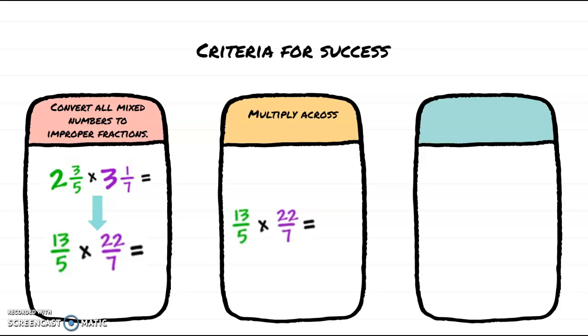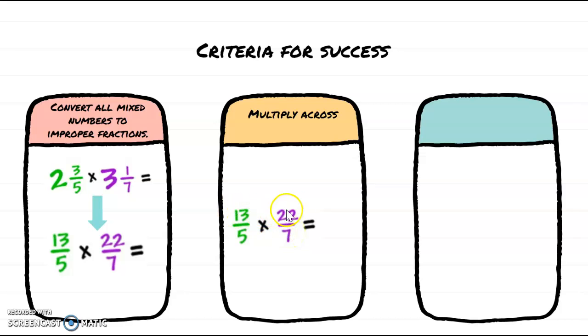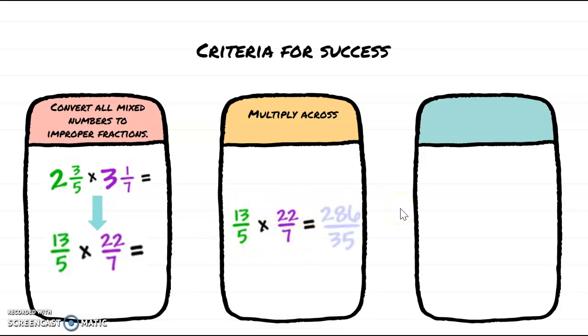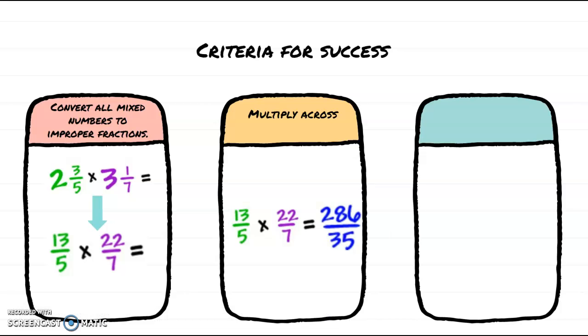Now we need to multiply across. So 13 times 22, and then 5 times 7. Now remember, multiplying across, we're just going straight across. We are not cross multiplying. We are multiplying across. So 13 times 22 would get us to 286, 5 times 7 would get us to 35. Again, do not cross multiply. You are multiplying across.